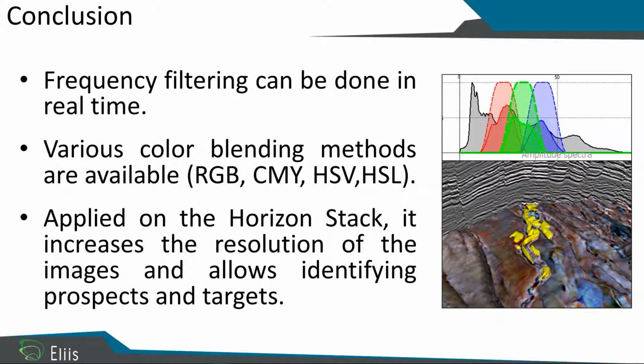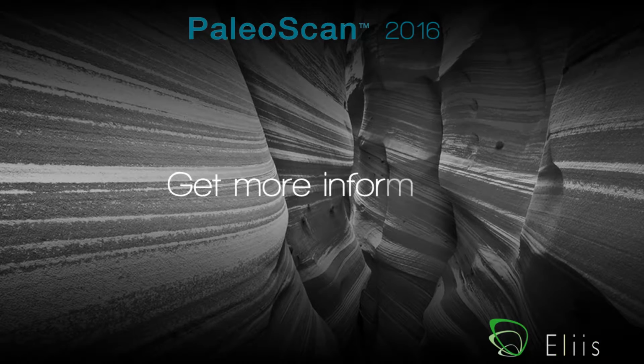As a conclusion, with PaleoScan, you can do some frequency filtering directly on the fly with the real-time attribute, and then apply this frequency filtering with color blending. For frequency filtering, you can use some RGB blending, but for structural interpretation and other kinds of attributes, you can use CMY, HSV, HSL, and apply this color blending on horizon stack to have a better resolution of your prospect.